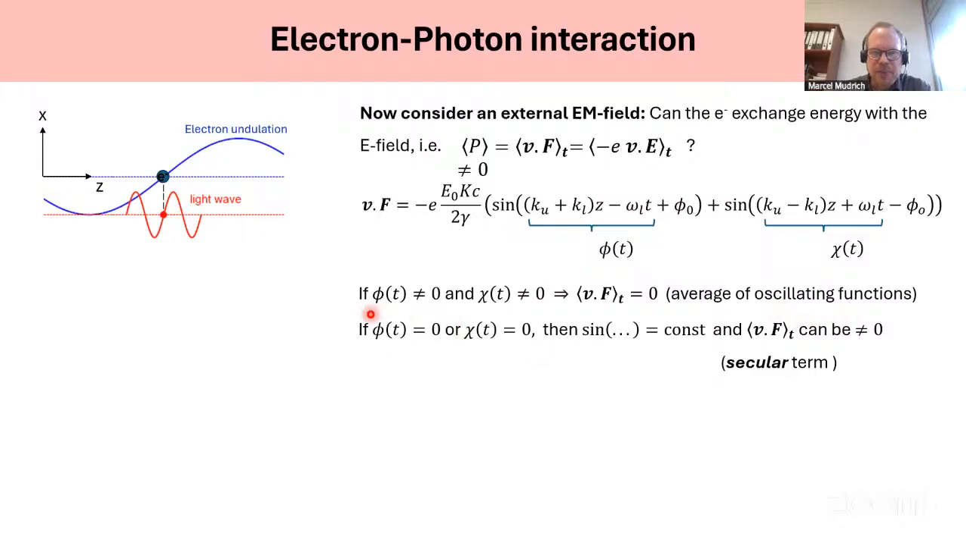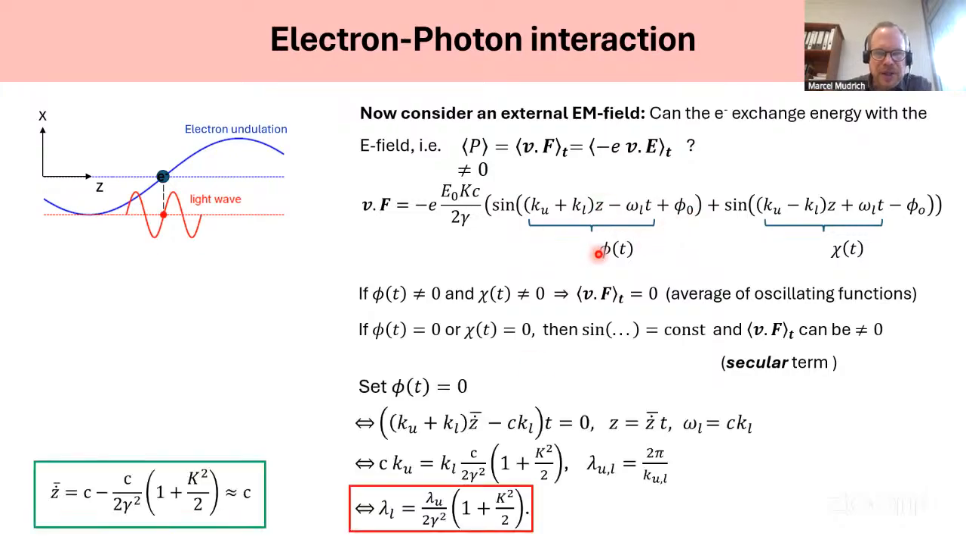Of course, also both of them could be 0. That would also work. But if you go through the math, we find out that both cannot be 0 at the same time, because one is plus, one is minus. Only one of the two can be 0. So let's pick phi of t and set phi of t equals 0. So we are setting this phase here to 0. Now we remember the green equation. The green equation was the one for the average z velocity, which we stick in here.